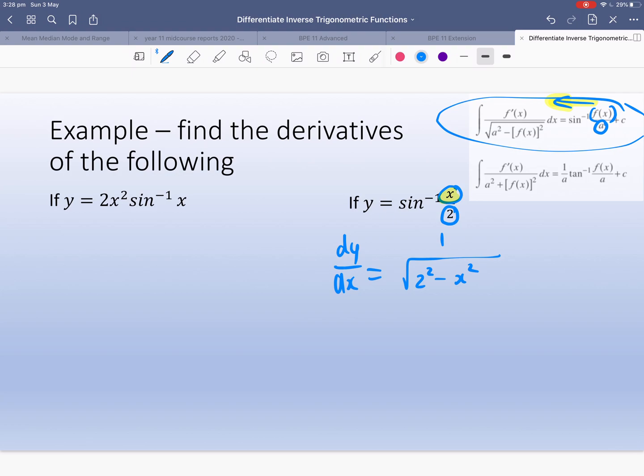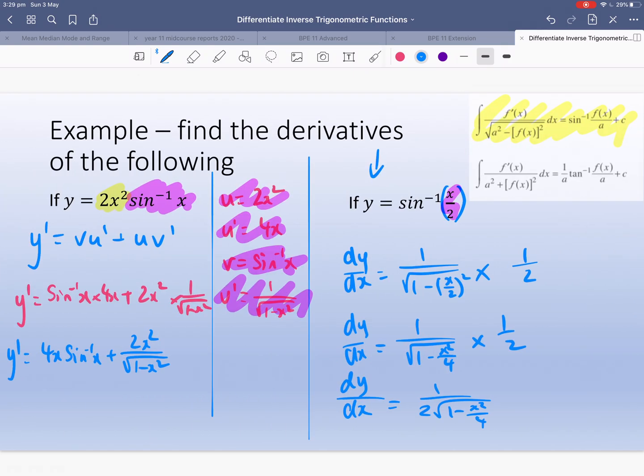Now, I think I've answered the question correctly, but the problem is that it's a different answer to what I had in the previous slide. I'm just going to fix this up. It's going to be 1 over the square root of 4 minus x squared, okay? Which is a really pretty answer compared to what I have here. So let me show you that it's the same thing, okay?